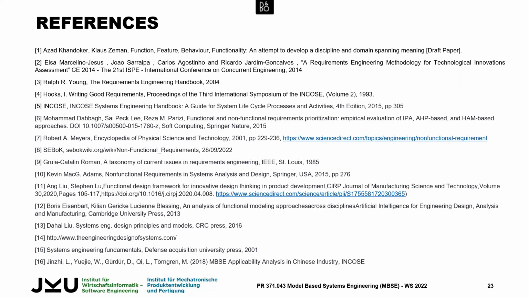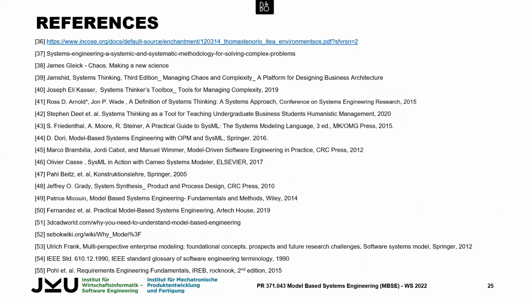So those are the references. Yeah, and this is the end of functional architecture. And if you have any questions, we could go through.